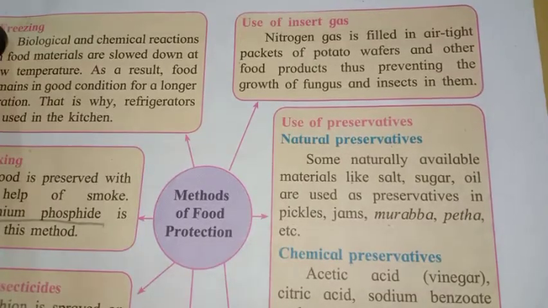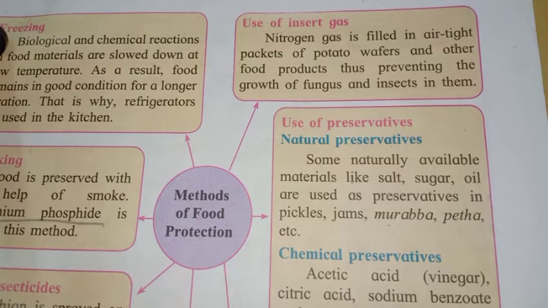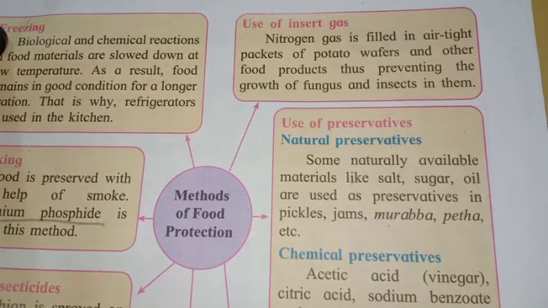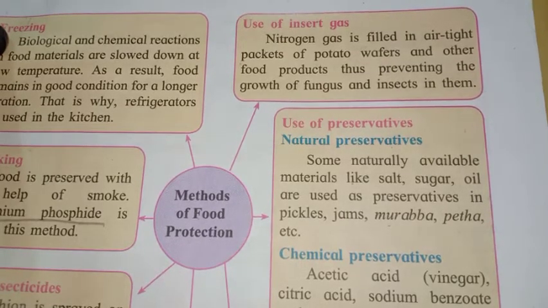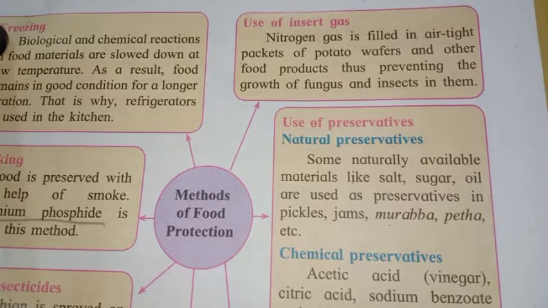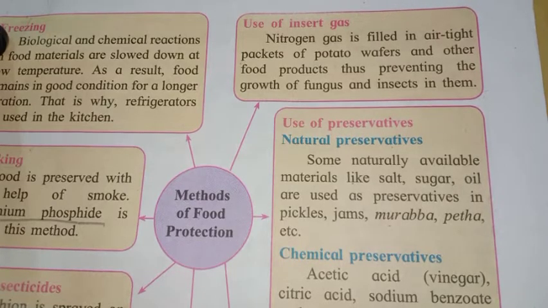Next is the use of inert gas, that is nitrogen gas, which is filled in airtight packets of potato wafers and other food products like Lays, Kurkure, whatever you are eating. In that, which gas is there? Nitrogen is there. And this is for preventing the growth of fungus and insects in them.